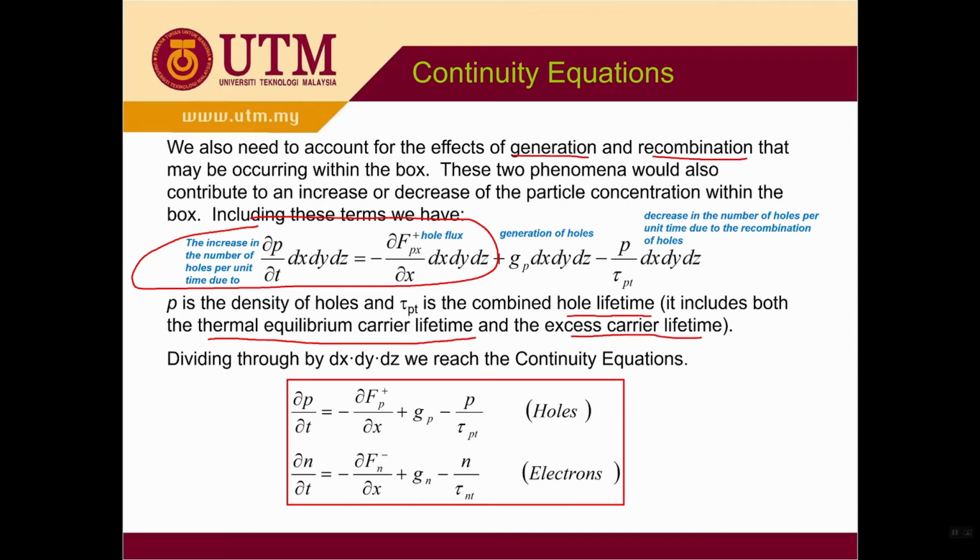If you divide the top equation by dx dy dz, you get the continuity equation. You can simplify it: the change in the number of holes over time is the flux term, plus the generation, minus the recombination for holes. For electrons, you change to a negative sign here, and otherwise it's fairly much the same.